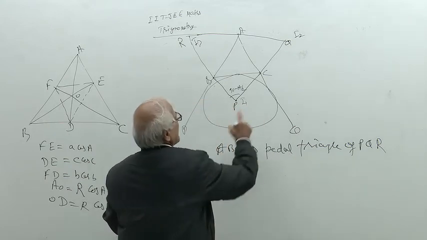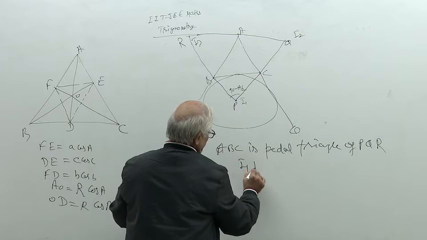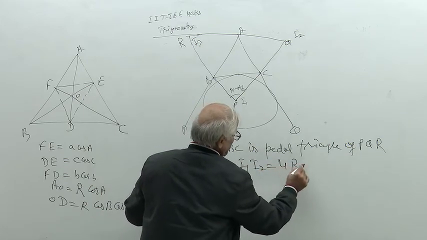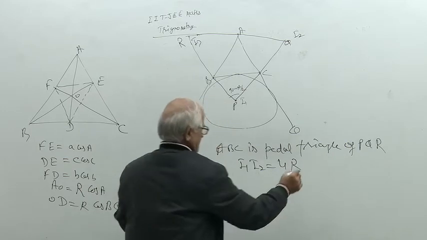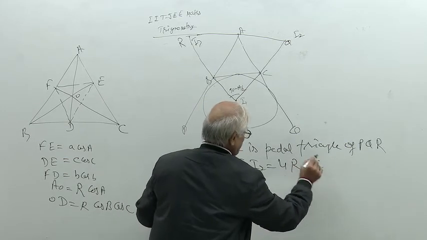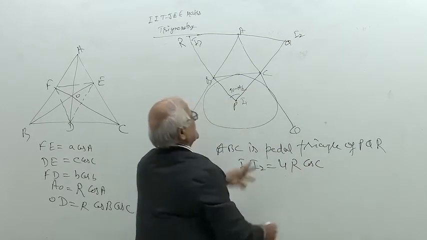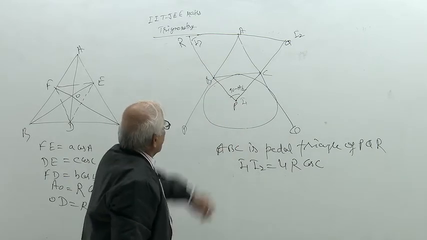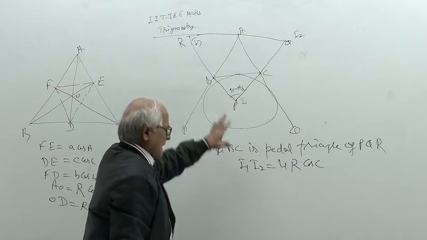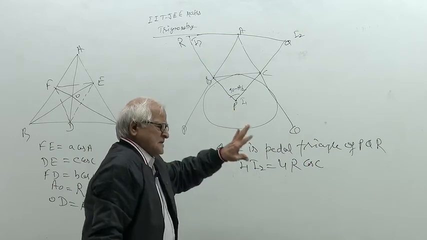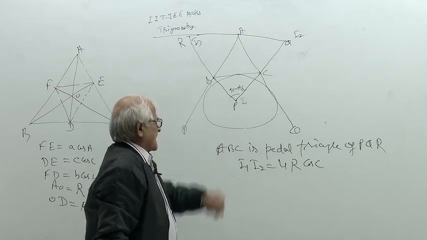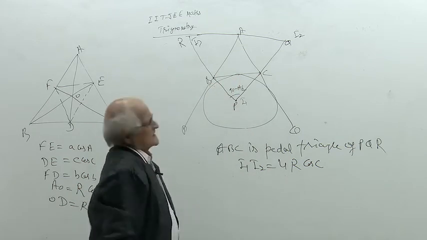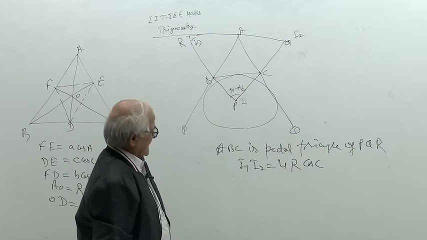Now remember, what is I1 I2? You should remember this is equal to 4R cos C by 2. Similarly, the other two. This is the excentral triangle, called the excentral triangle. Here ABC is the pedal triangle of this excentral triangle.